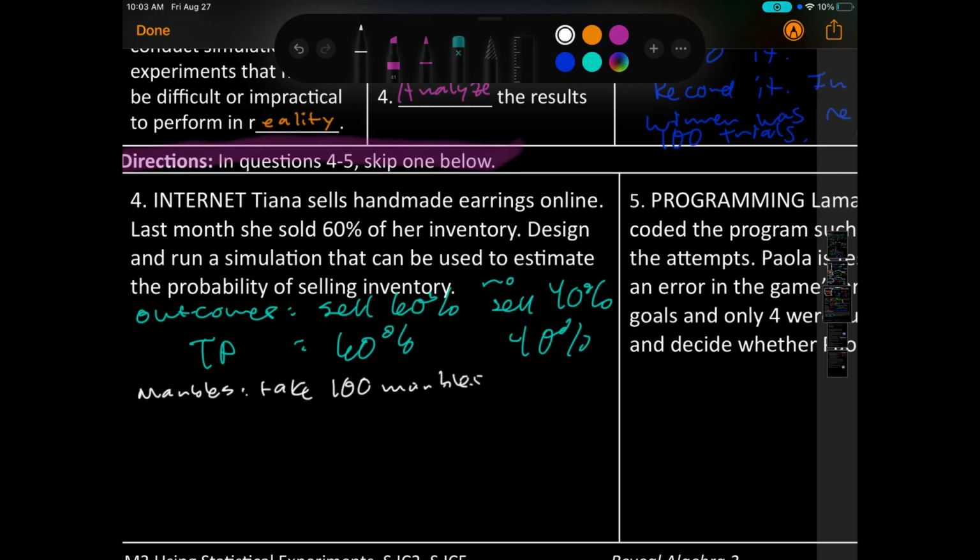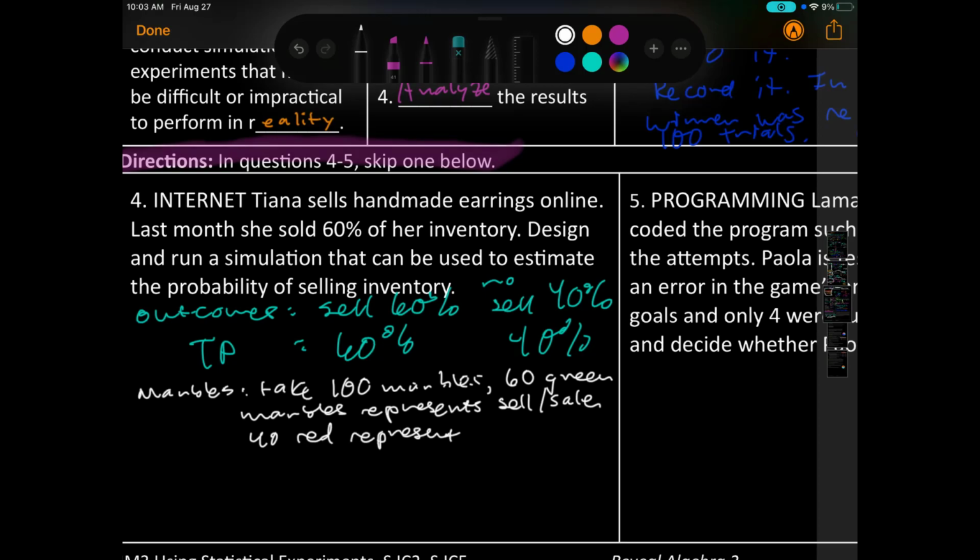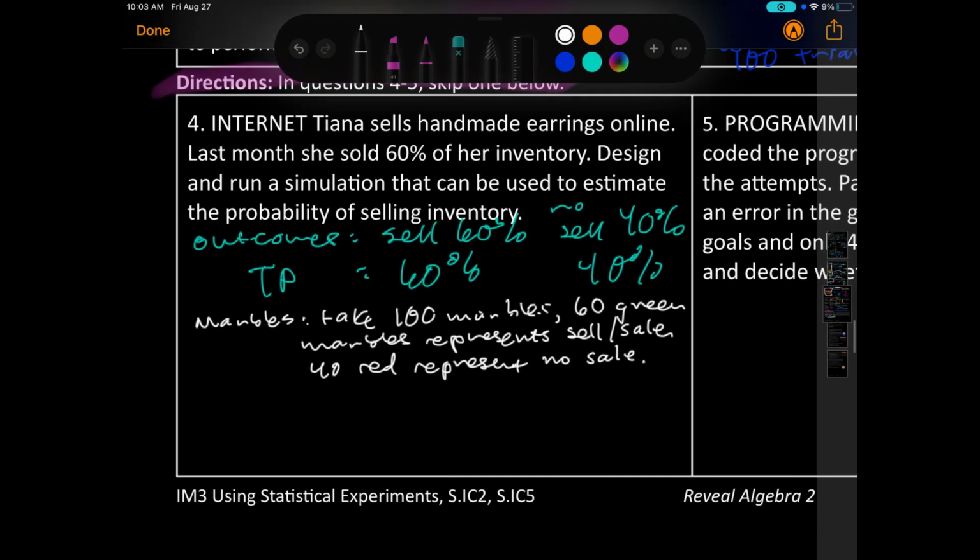And I really like the colors green and red. Green means go, red means stop, right? So 60 green marbles represent she makes a sale. 40 red represent no sale. Stuck in her inventory. Does that make sense?